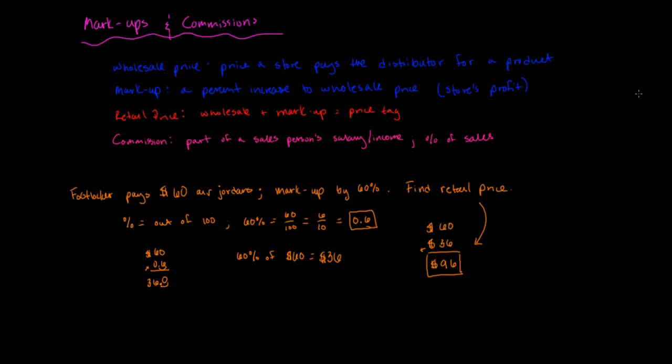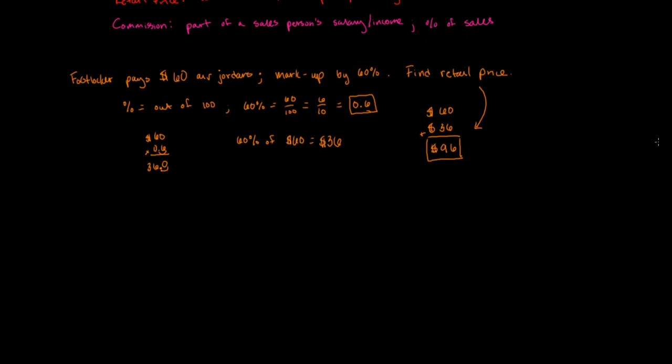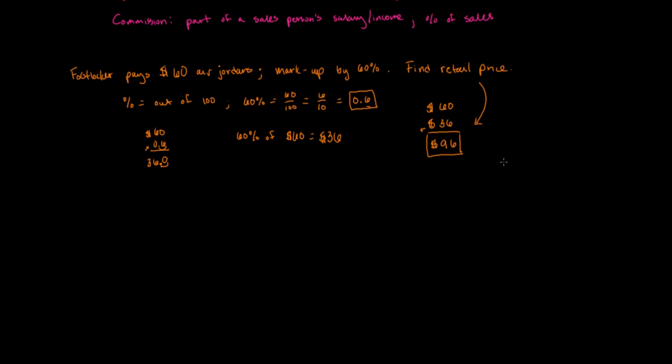Now let's say that we need to find the commission. Remember, commission is a percentage of the sales, right? So let's say that you're a real estate agent and you sold a $300,000 home, which is actually fairly standard. It's a bigger house. That's a nicer price for a house.